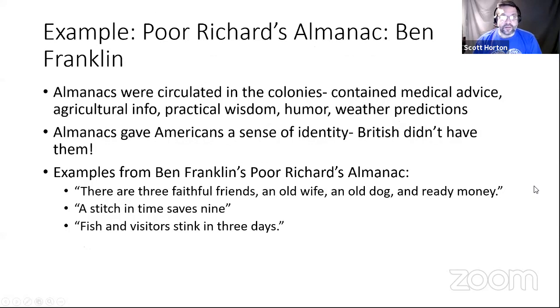So a good example of a unique version of writing, or print culture, in America is an almanac. And Ben Franklin created an almanac called Poor Richard's Almanack, which is sort of a collection of information. You can see some of the stuff that would have been included in those: medical advice, agricultural information, like when to plant certain things and how to do planting, practical wisdom, and of course, humor. And Ben Franklin was probably one of the most humorous of the founding fathers. And see some of the little quips that he was credited with in Poor Richard's Almanac here at the bottom.